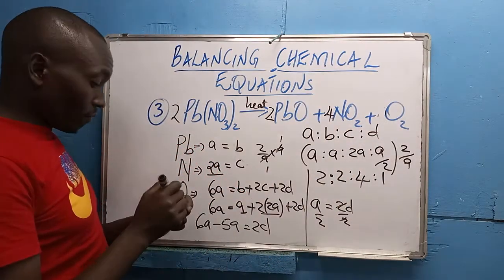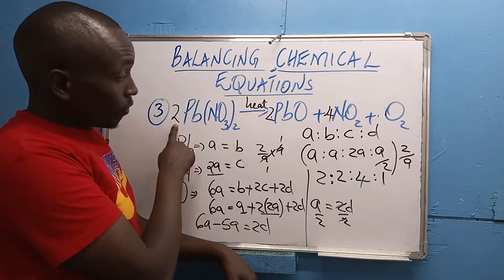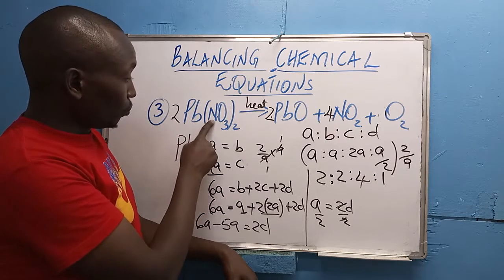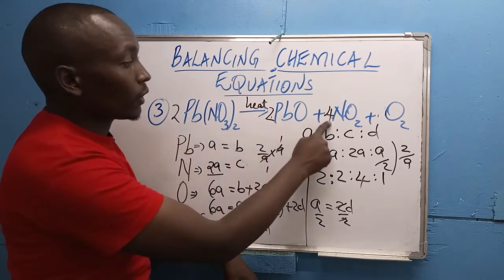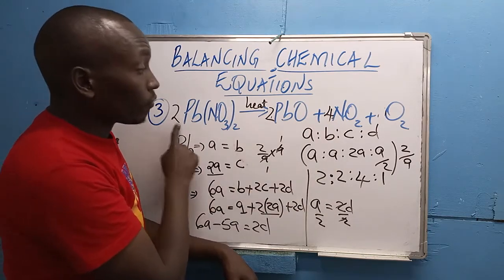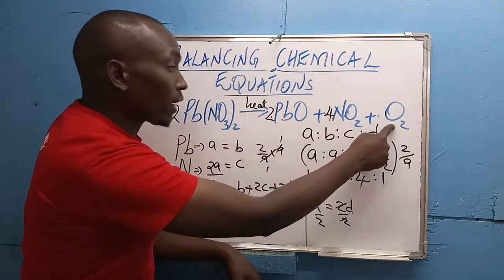Good. Can I confirm that my equation is now balanced? Lead atoms, 2 of them. 2 on this side. And nitrogen atoms, 2 times the one there, it is 2. 4 of them. You can see there are 4. Then oxygen, 6 times 2, 12. This is 2 plus 8, that is 10 plus 2, 12.